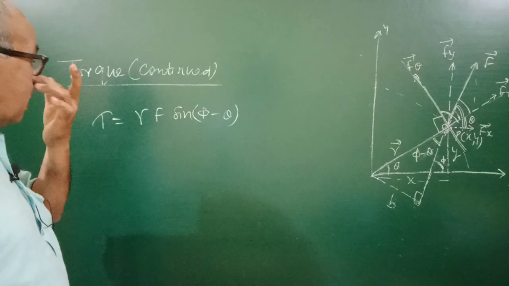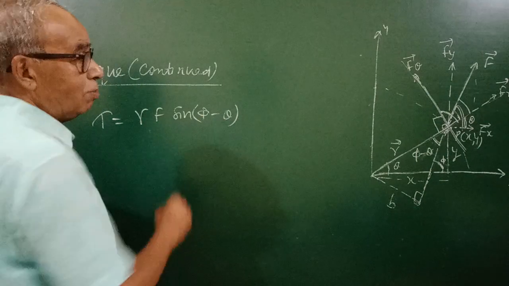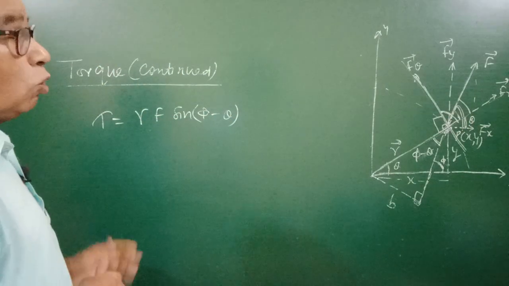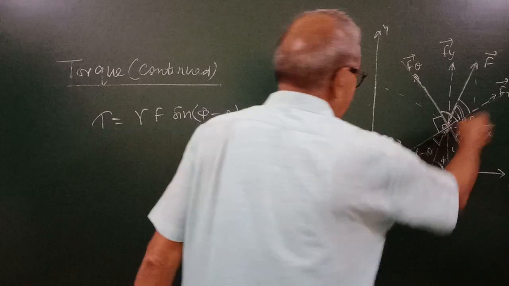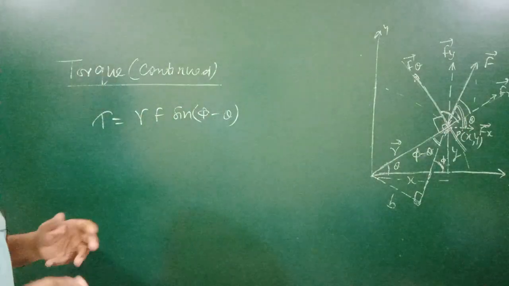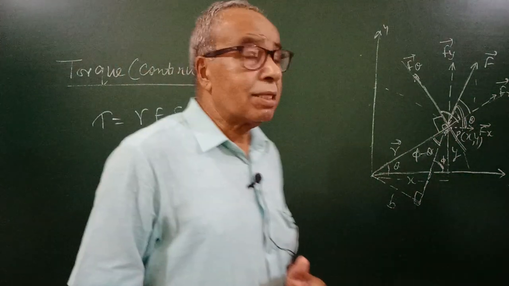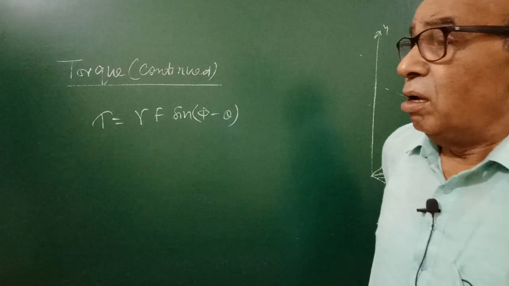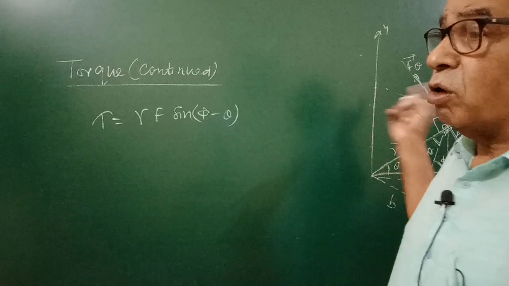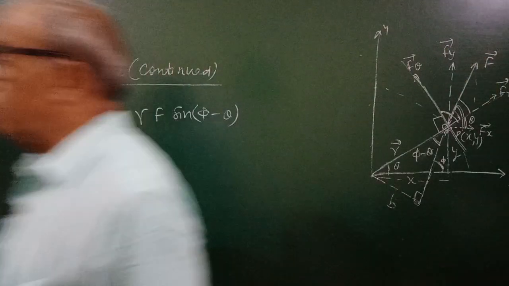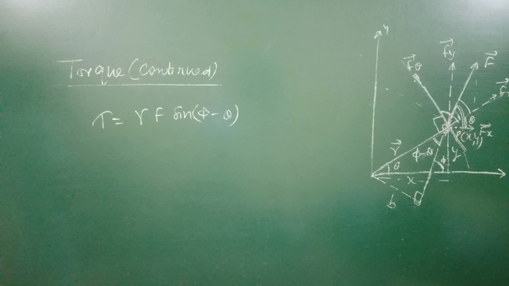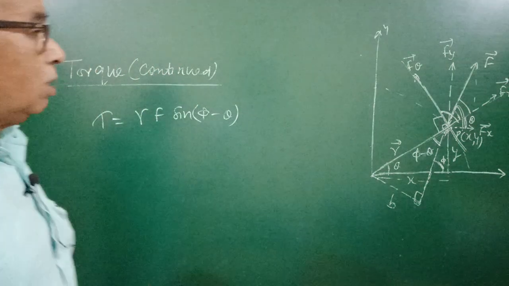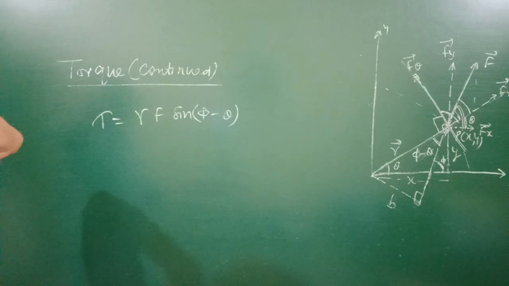I also told that if phi minus theta becomes 0, then force will act along the radius and sin 0 is 0, so torque is 0. So the radial component does not produce torque if force acts along the position vector. Or the other way you say, if the line of action of force passes through the point of rotation, then force does not produce torque. It is the tangential component of force which produces torque.